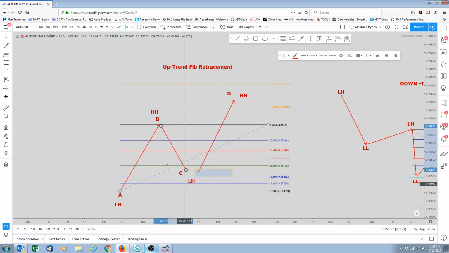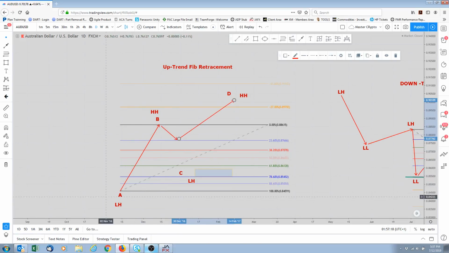And after price gets to wherever it's going to stop, we don't know. It could go all the way to 100%. It could go to 78%. It could go to 61%. It could go to 38%. Or remember this, when it goes to 23%, that is normally a continuation.